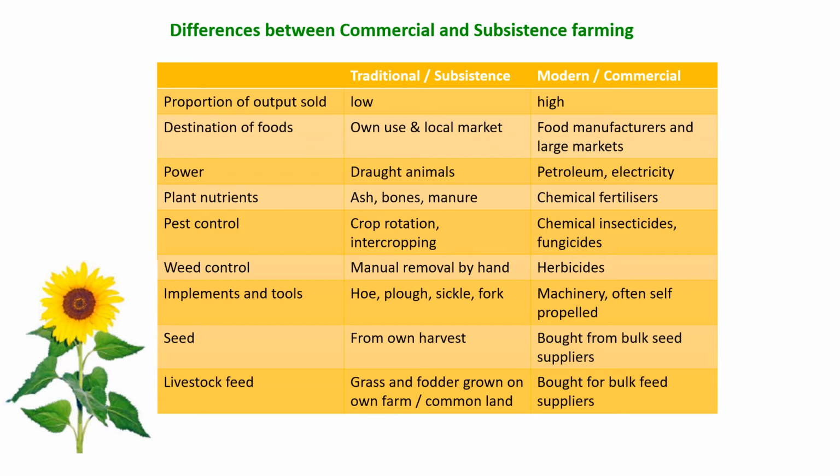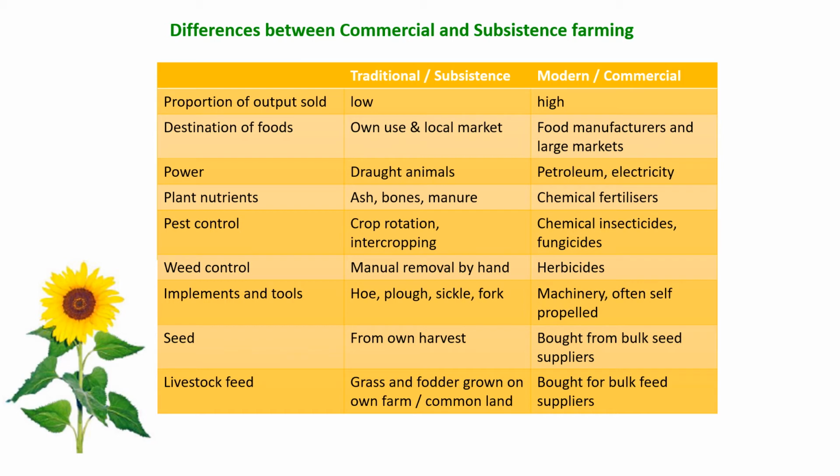So in South Africa, we have a dual farming economy. What this means is that we have the traditional subsistence type farming, but we also have large commercial farms. Let's have a look at some of the differences in these. Where does the food that's produced actually go to, the destination of the foods? Subsistence, it's definitely for own use. I mean, that is the essence of subsistence, and perhaps that which is left for a local market. Commercial goes to big food manufacturers and large markets.